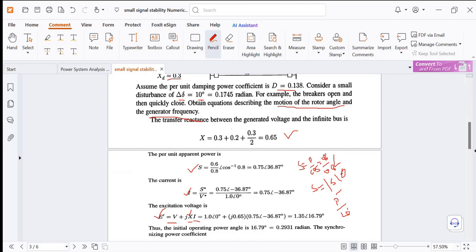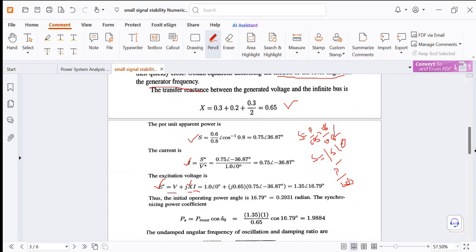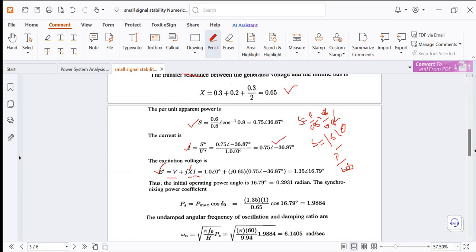We will use this in the equation of I. So here is the equation of I. We will take the value of S as S conjugate, and because of that conjugate, this angle becomes negative. V we have as 1.0, so the conjugate will have little impact on it. So the equation will become like this, and this will ultimately lead us to the calculation of I. Now we have the values of X and I, and these will help us in calculating E dash. We will have E dash equal to 1.35 at an angle of 16.79 degrees.